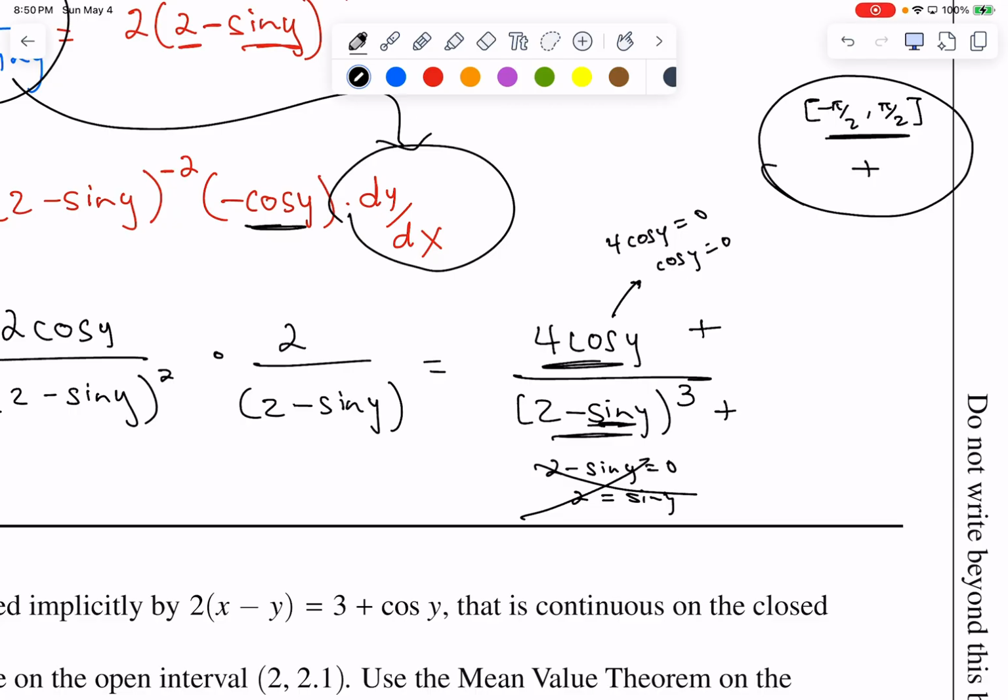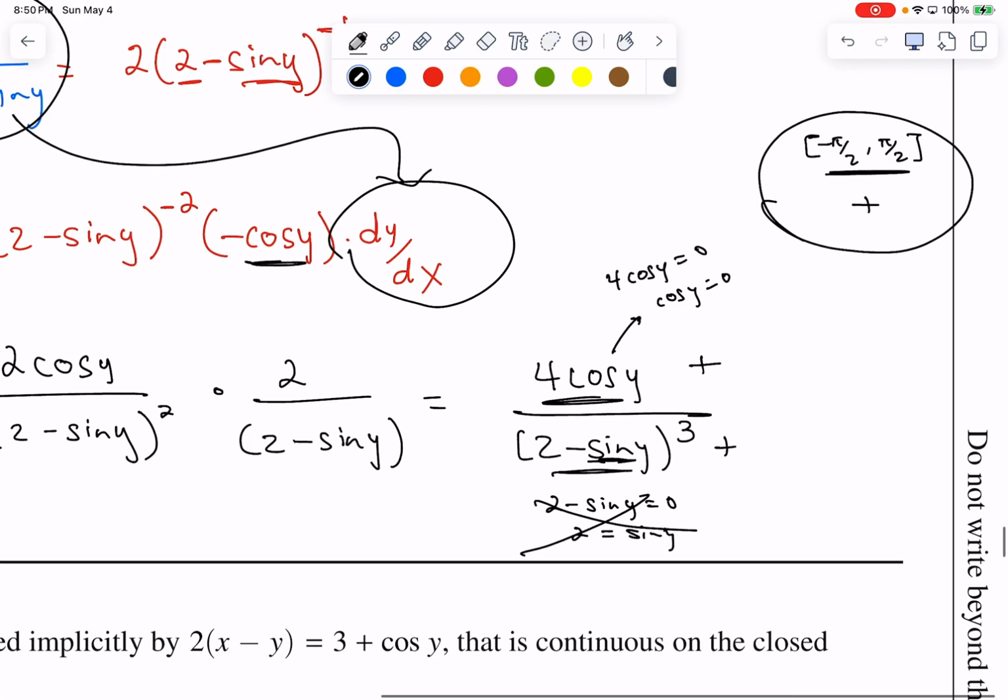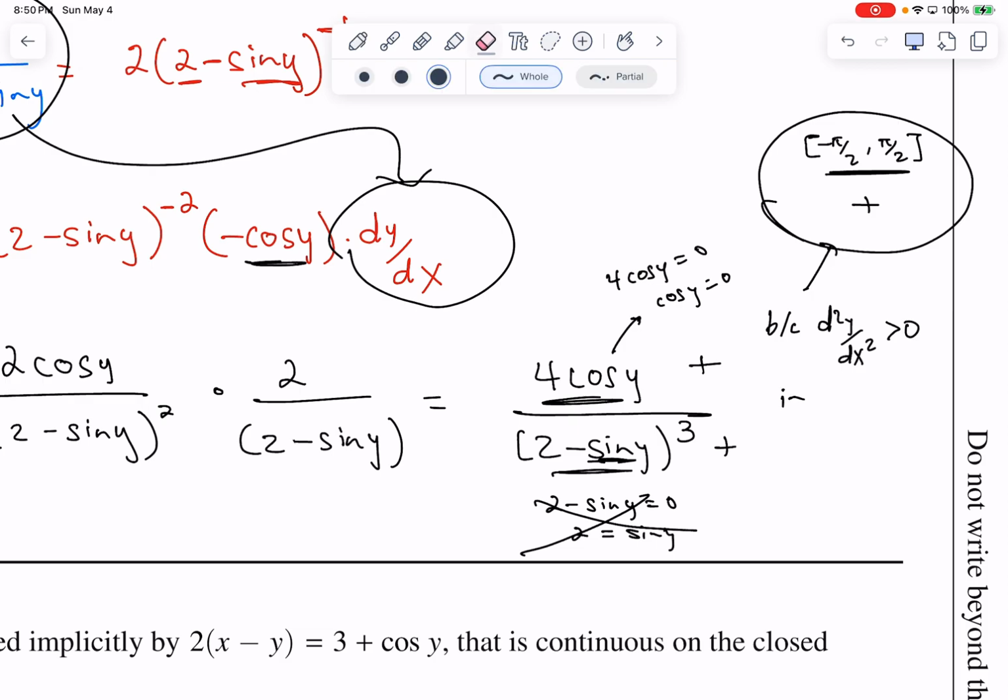How many feel like you understand that? That makes sense? Are you following this? What was the explanation again? You would just say because d squared y over dx squared is greater than 0 in the interval, we'll just say from negative pi over 2 to what?